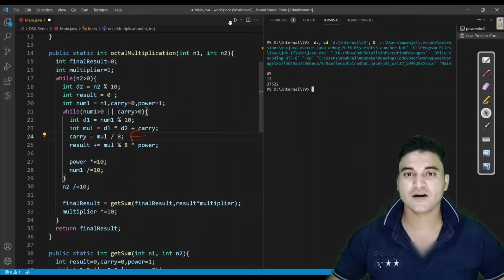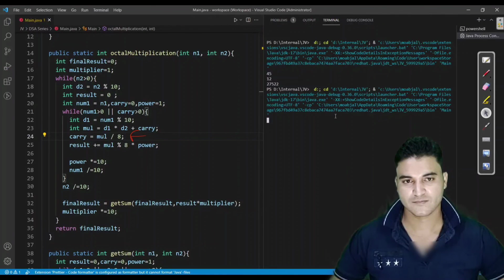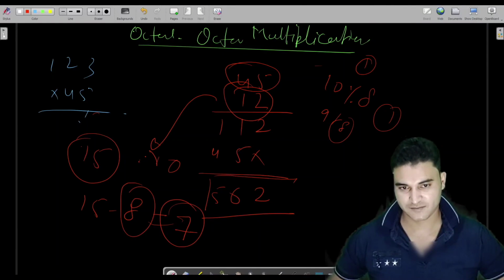Let us run it again now. So 45 and 12. Now we are getting the desired output which we have proven here. Fine.